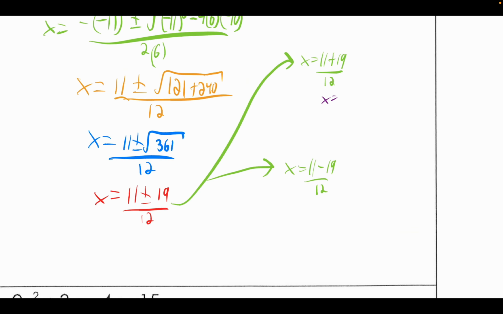So I get 30 over 12 and negative 8 over 12. And now this top one reduces by 6 to become 5 over 2, or 5 halves, whereas the bottom one reduces by 4 to become negative 2/3. That looks a little more accurate.